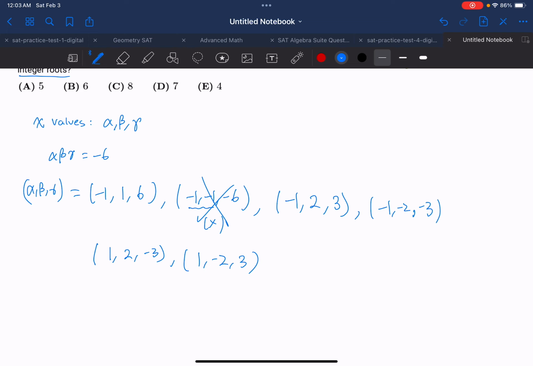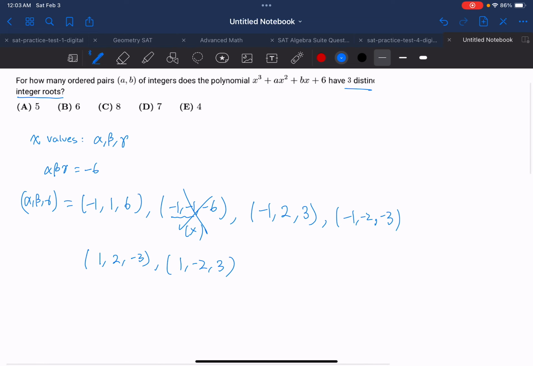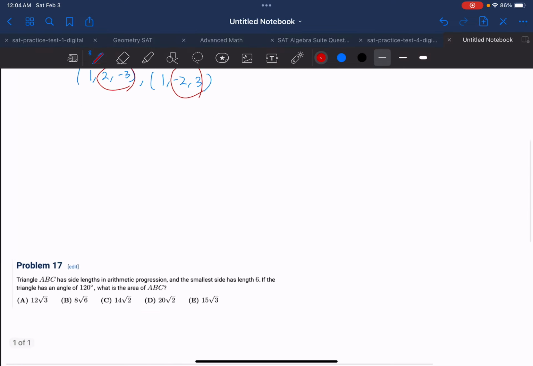So these are all the possibilities we have, and this is the only way that a and b will differ for each one. So there's a total of 1, 2, 3, 4, 5 distinct roots. So the final answer is A.